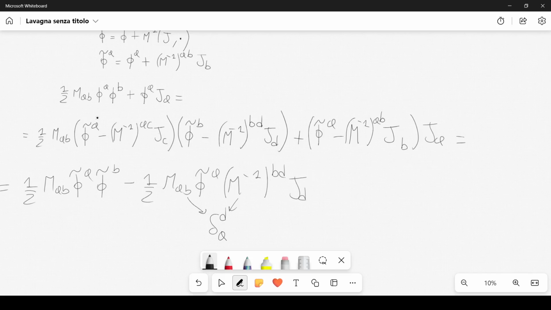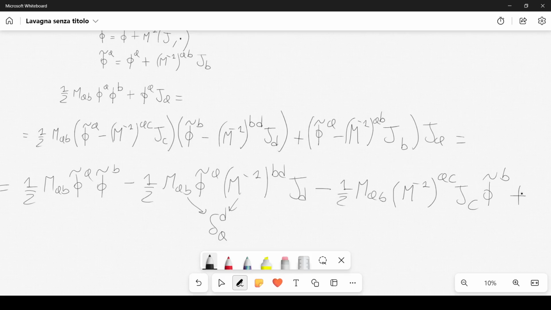So we have considered this multiplied by this multiplied by this, and then we have this multiplied by this. And of course, also this. We also have a minus 1/2 M_AB, then we have M inverse_AC J_C, and then we multiply by phi tilde_B.